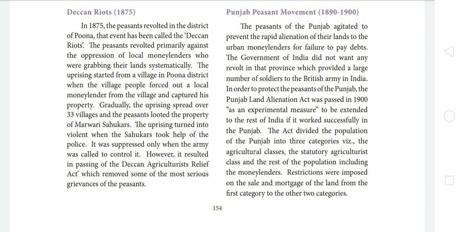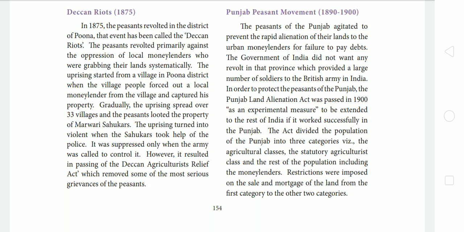When the village people forced their local moneylender out of that village, they captured his property. Eventually this uprising spread over 33 villages and the peasants looted and took over the property of the Marwari Shaukas, that is, the local moneylenders.